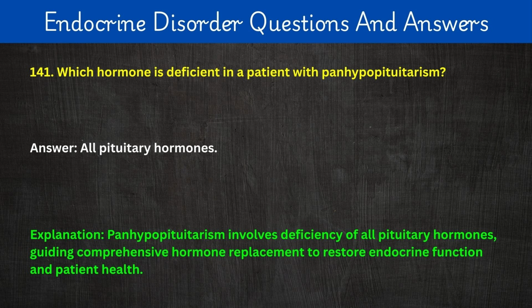141. Which hormone is deficient in a patient with panhypopituitarism? Answer: all pituitary hormones. Explanation: panhypopituitarism involves deficiency of all pituitary hormones, guiding comprehensive hormone replacement to restore endocrine function and patient health.